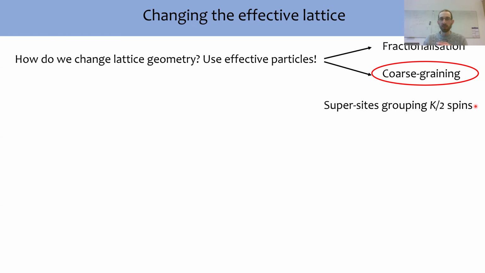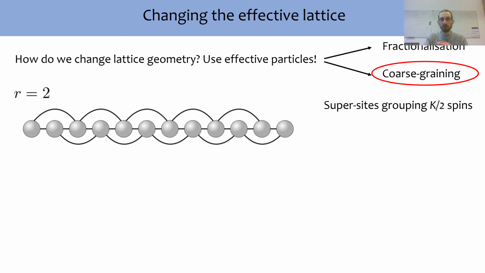But for now, it doesn't really matter. So we just group spin together. So let's see how this works for the simplest case. So blockade radius 2. So this is the chain we had, right? I showed it before where all the interactions are denoted. And let's just do some simple grouping.